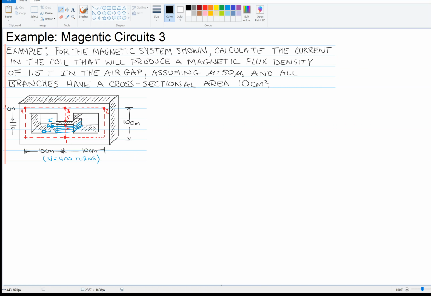Now, if you did watch the previous two examples, magnetic circuits 1 and 2, this problem is a little bit different than those. In the previous examples, we needed a magnetization curve, or a BH curve. Here, we don't have that curve. We're not told what type of material it is. Instead, we're given its permeability. So you need one of those two things. You need the curve or you need the permeability.